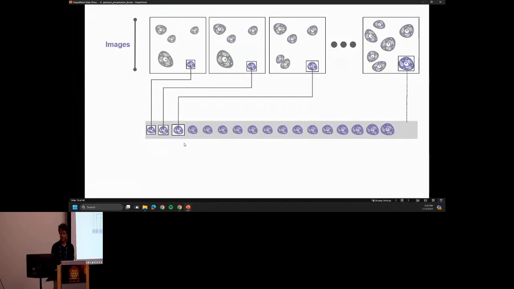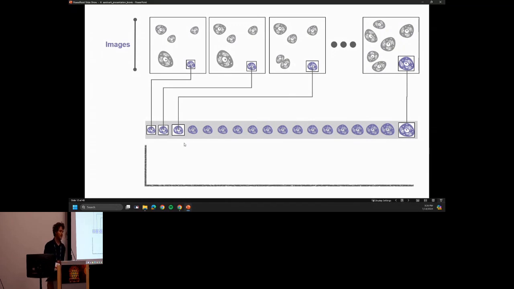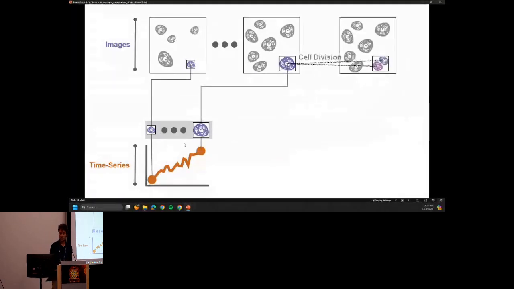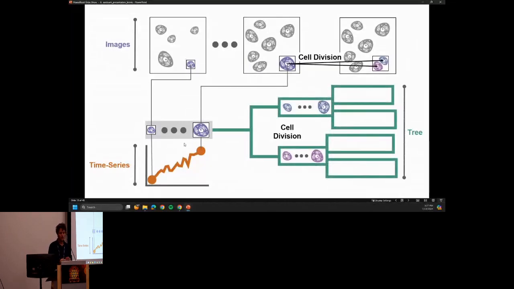One way to do that is to characterize the cell with derived attributes. At each moment in time for that cell, calculate things like the size of the cell, the shape of the cell, or the amount of a specific protein. Since we're recording these attributes over time, what you end up with are time series trends. Then as you go forward, cells typically divide into two daughter cells. If you record that point of division, what you end up with is a tree of cell relationships.